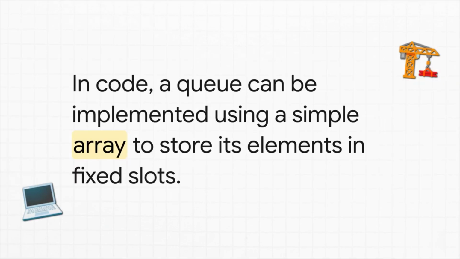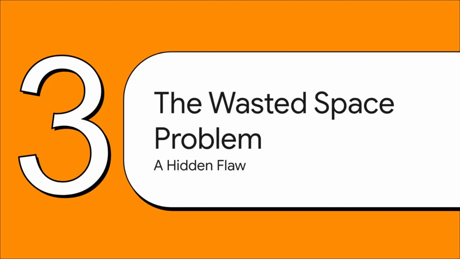So this sounds great in theory, but how do we actually build one in code? Well, the most direct way is to use a structure you might already be familiar with, an array. You can just think of an array as a long container with a fixed number of slots. We use those slots to hold our items. It's simple and it works. But, and this is a big but, it has a pretty nasty hidden flaw. And that hidden flaw leads to a really inefficient, kind of frustrating problem. Because while using an array seems perfect at first, it can end up wasting a ton of valuable memory.